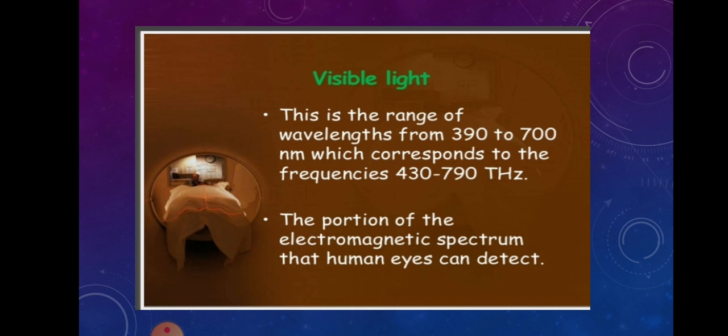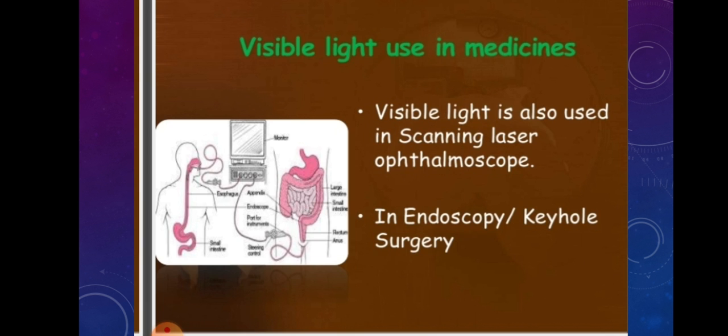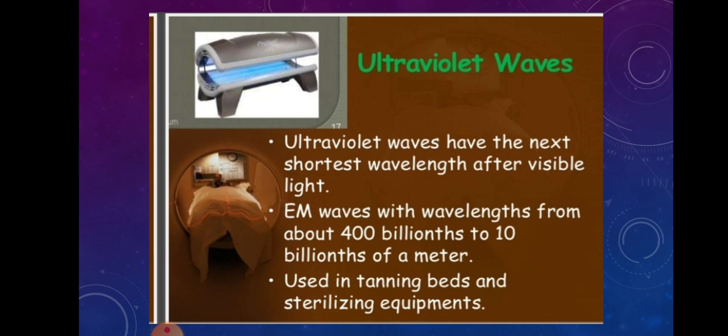Visible light. This is a wavelength range from 390 to 700 nanometers, corresponding to frequency 430 to 790 THz. It is the portion of the electromagnetic spectrum that the human eye can detect, called the visible spectrum. Visible light is used in medicine. It is also used in scanning laser ophthalmoscopes and endoscopy, keyhole surgery.